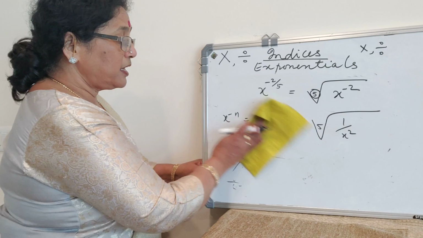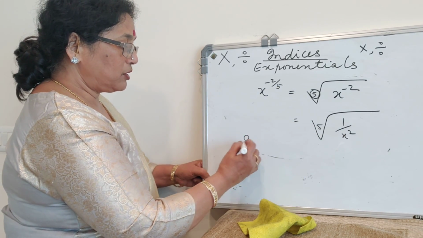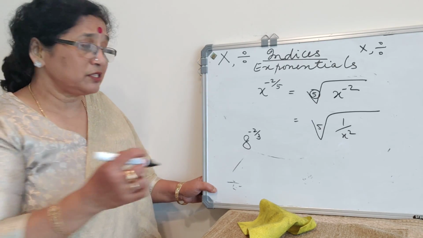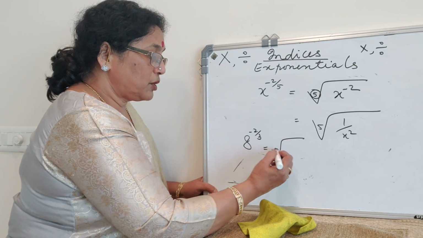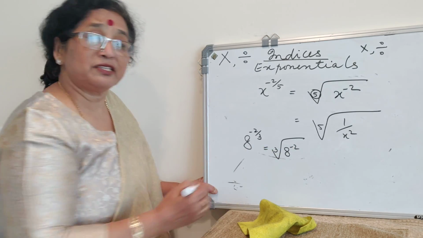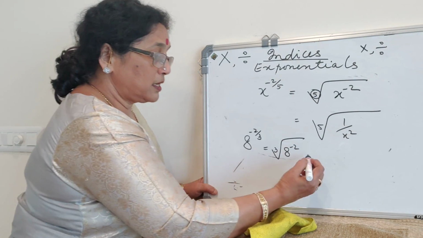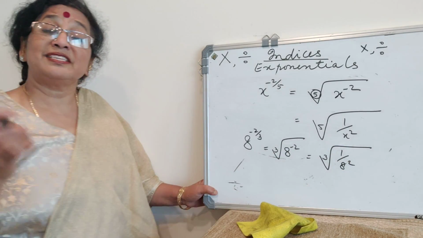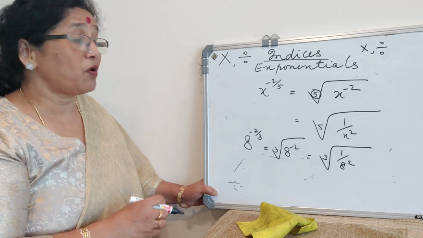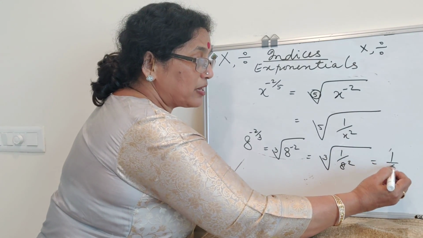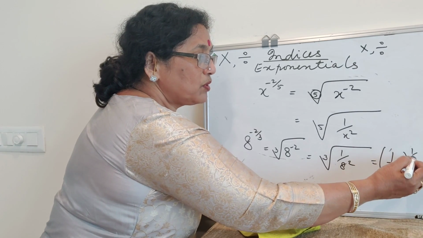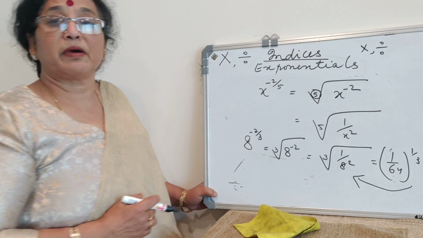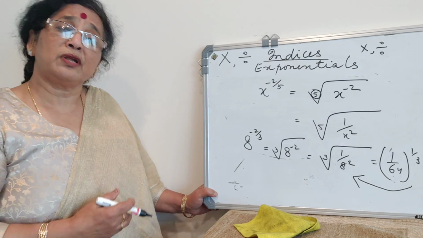Right? When I say 8 to the power of minus 2 by 3, it means cube root of 8 over minus 2. More correct, it is cube root of 1 by 8 square. Means it's cube root of 1 by 64. That means this is 1 by 64 and cube root of that. That is written this way. Okay, that is the meaning of 8 to the power minus 2 by 3. Hope you understood how to write.